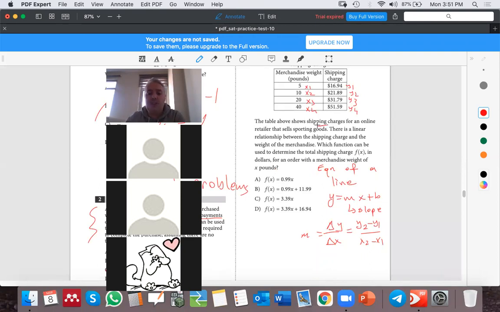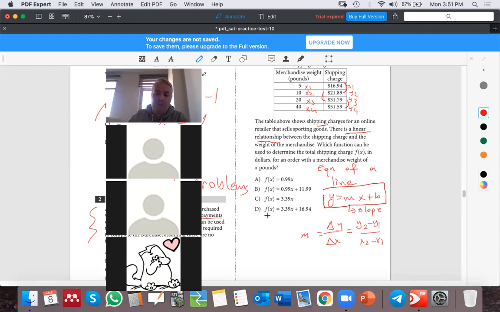The table shows the shipping, blah, blah, blah, a linear relationship. Linear relationship means mx plus b. That's enough for us. Which one of the following gives this relationship? How can I do? I need to tell me slope. How can I find? Choose any number, whatever you want. Even first 2 number, even last 2 number, even second and third. Which one is easier for you?